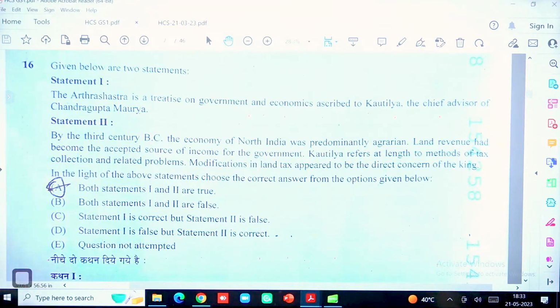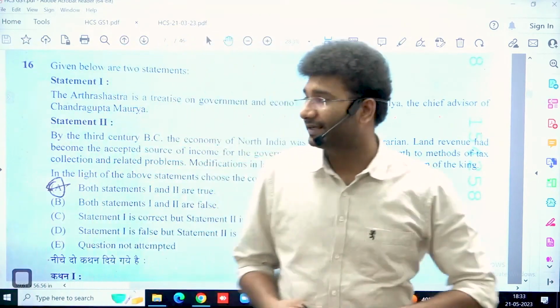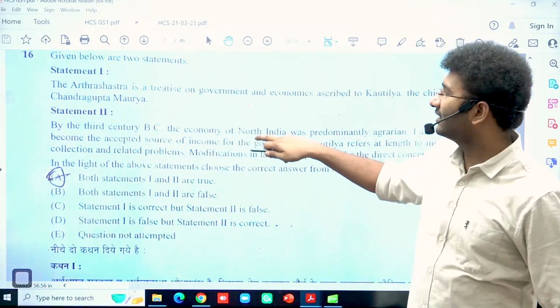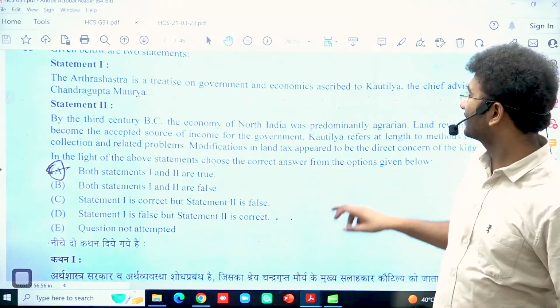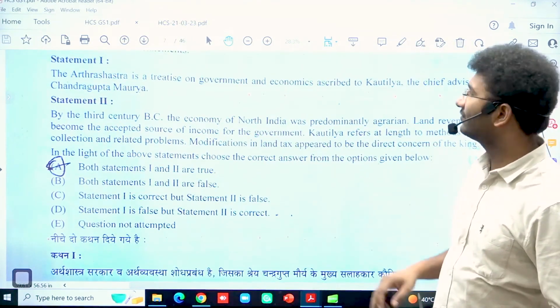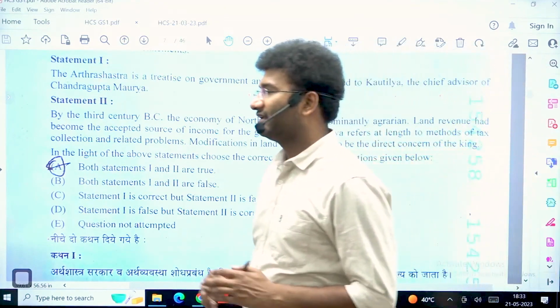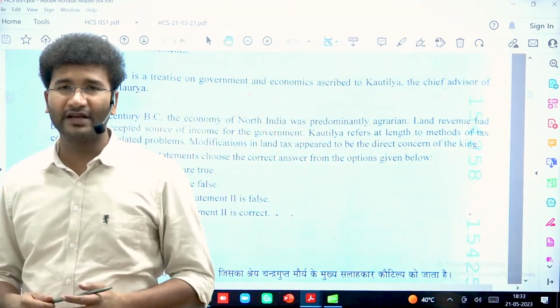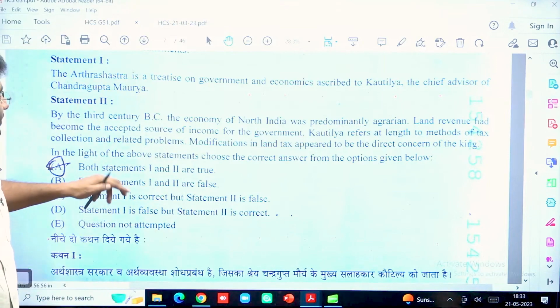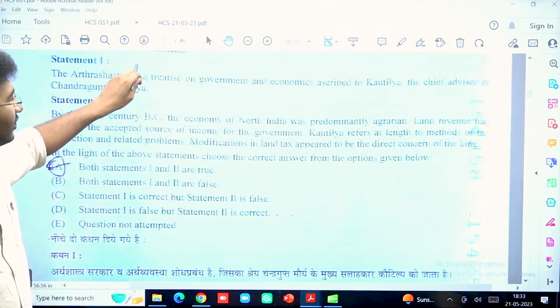Given below are two statements. Statement 1 says the Arthashastra is the treatise on government and economics ascribed to Kautilya, the chief advisor of Chandragupta Maurya. This is a very easy statement. Statement 1 is right, no doubt about it.